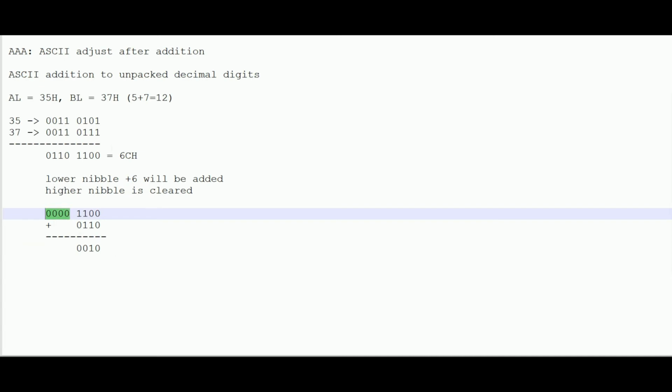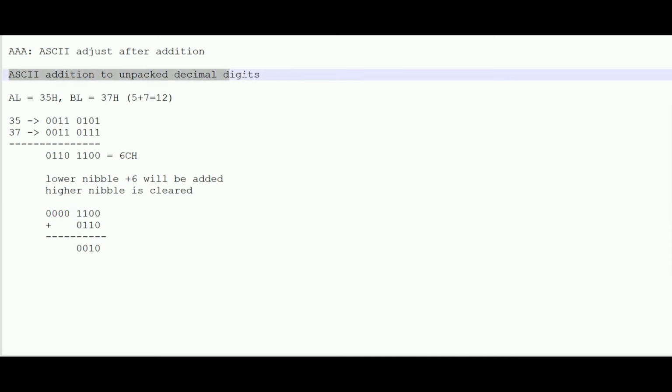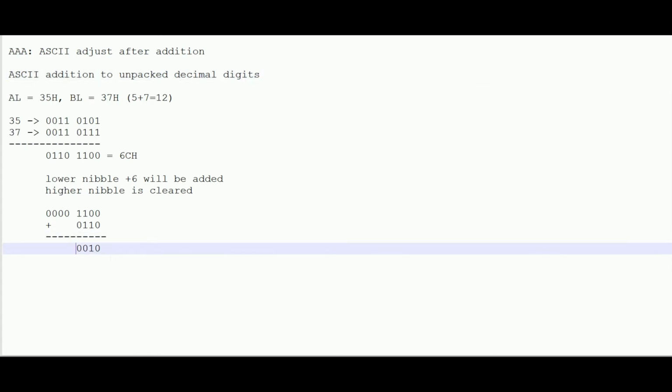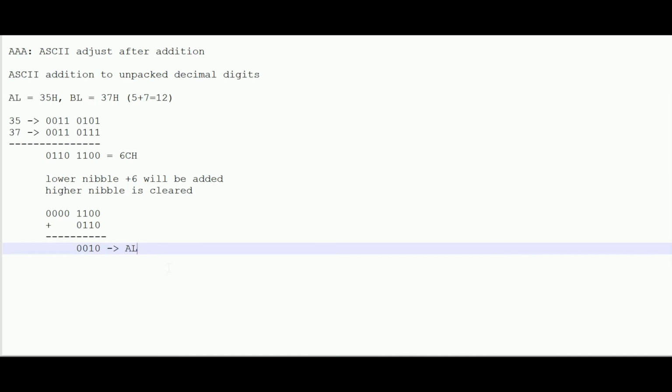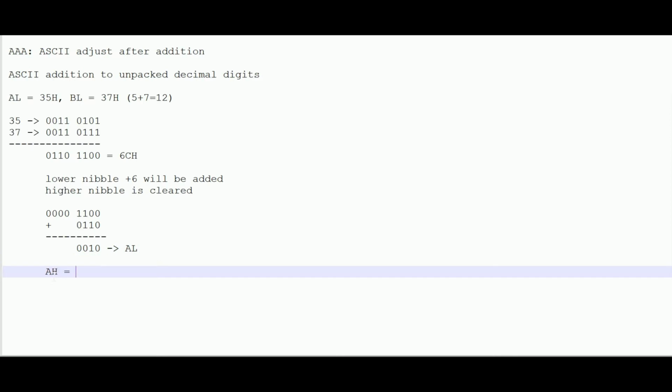Why? Because understand, this is ASCII addition to an unpacked decimal digit. To have an unpacked decimal digit, the carry which is generated in the lower nibble will go to another byte and not a nibble. So the lower byte will remain as it is, and instead the higher byte will gain that carry. What is the higher byte in this case? If this content is getting stored in AL, the higher byte is the AH register. So the AH register will get incremented by 1. Whatever the content of AH is, that will be incremented by 1.